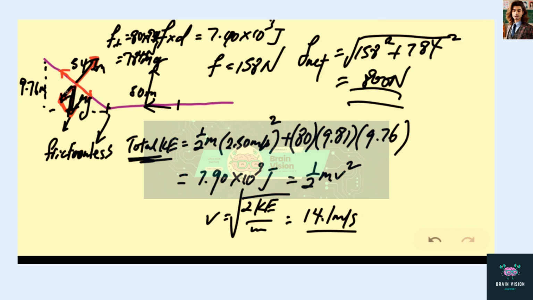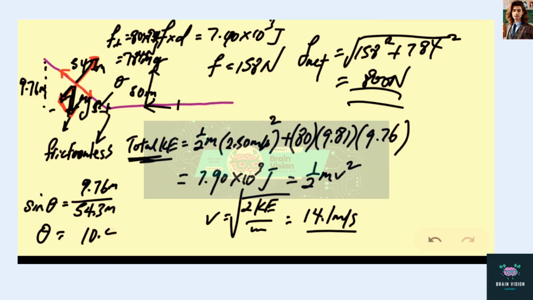So how do you get this component? Well, we will need the angle of this chute, and we know that sine of this angle theta is given as 9.76 over 54.3. These are the lengths, right, the height and the hypotenuse. So we can get theta to be about 10.4 degrees.